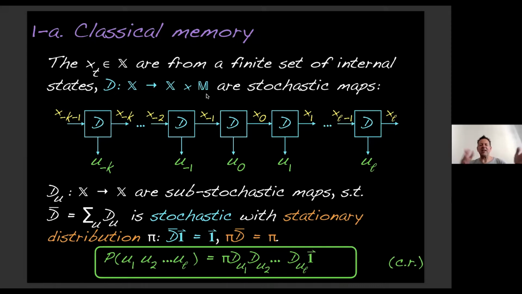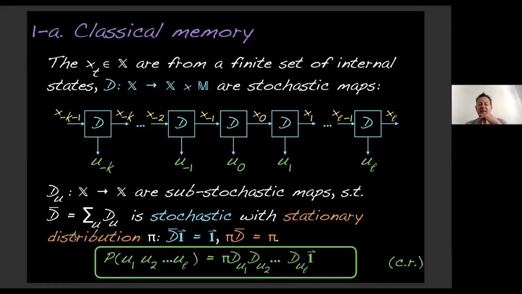We can also chop it up into stochastic maps that only talk about the hidden memory, the X's, mainly by post-selecting on the U's. So if I post-select D on a particular output symbol U, then I get a sub-stochastic map that maps X to X, or rather probability distribution on X to probability distribution on X, in such a way that if I sum them all up, then I get a stochastic map, which is this D bar. This is obtained from D by simply tracing over M. The probability on M is simply summed over. So these D_U have the nice feature that they figure as events. They are transformations on the state space of the X's, but also they record the different output symbols. So this is the operation that it takes to output a U.